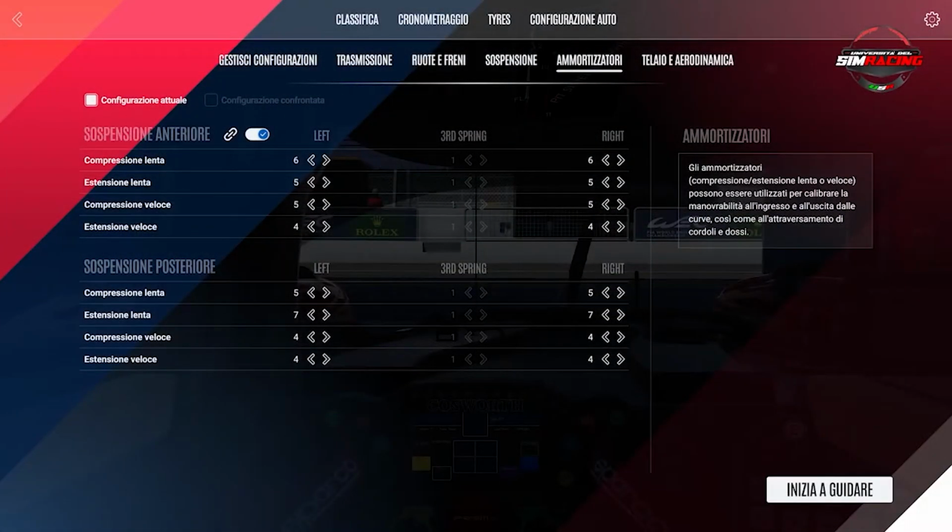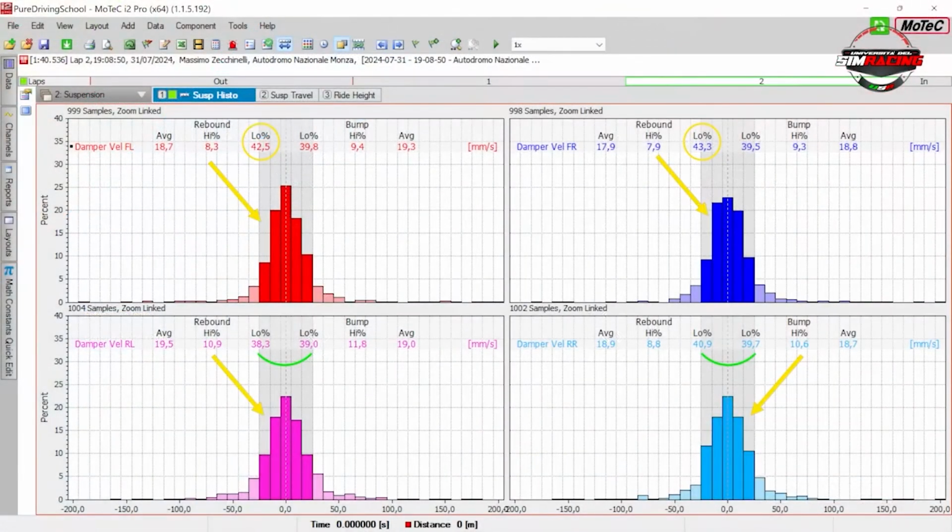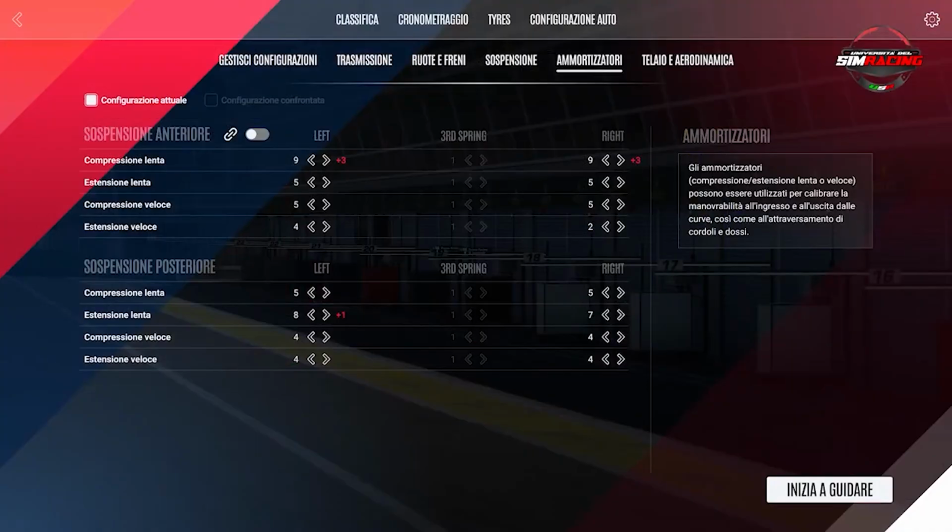The first test was conducted using the default setup, with no adjustments to the suspension or dampers. After 4 laps, the histograms revealed a significant difference compared to those from Assetto Corsa Competizione. Here, the histogram shapes were much closer to what we'd expect to see in real-world telemetry. Analyzing the data, the rear was already well-balanced, while the front showed a bias towards slow rebound values on both sides. To address this, we made the following changes. Increased front slow compression damping by 3 clicks, increased rear left slow rebound damping to match.